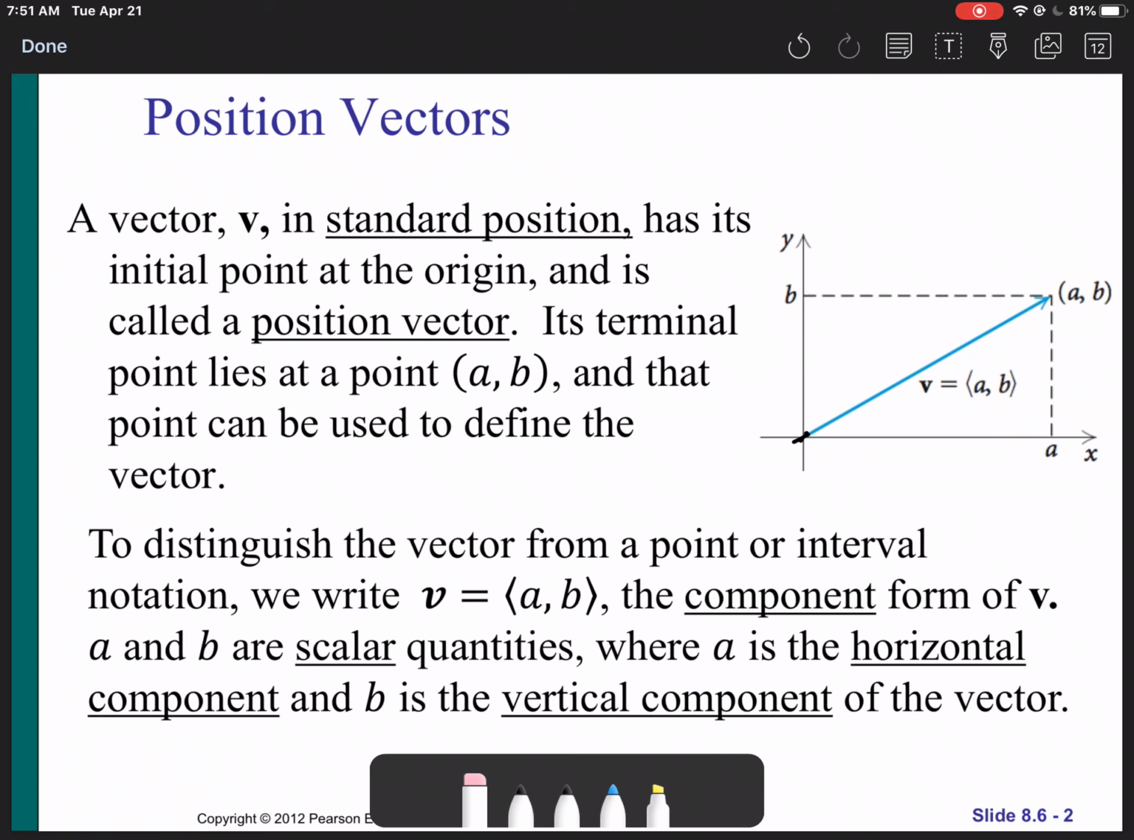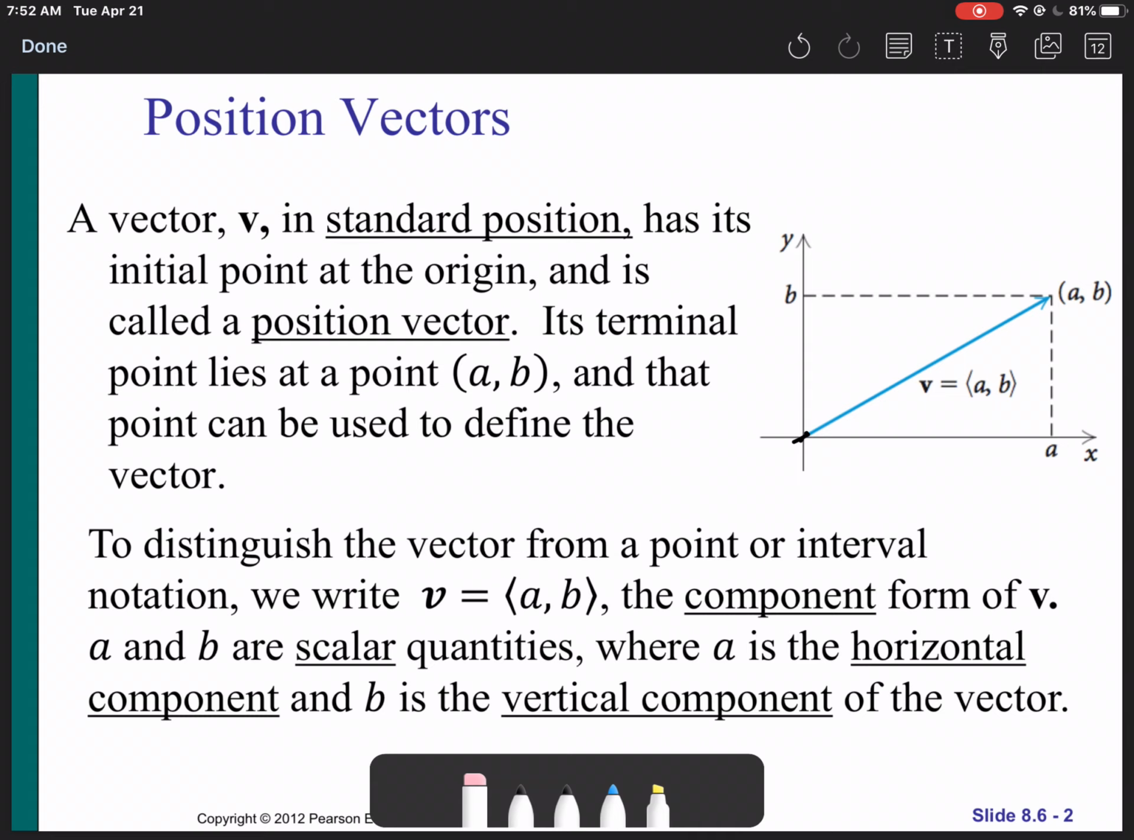So first, we're going to start with what we call our position vector. We talked about vectors in the previous section when we talked about equivalent vectors, and we said every vector that has the same magnitude and direction would be equivalent, and that there are an infinite number of equivalent vectors to any given vector. I said the one of most interest would be the vector whose initial point is at the origin, and we could use that vector to represent all of the vectors that are equivalent to it.